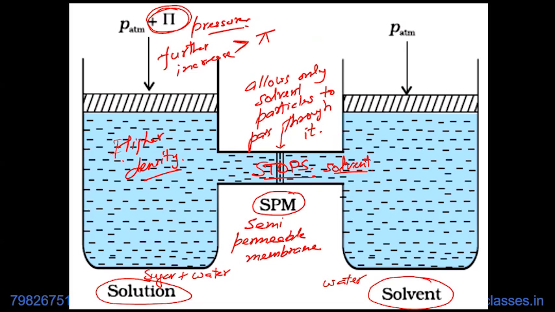So if it is greater than pi, then solvent particles from the solution, not solute, only solvent, start moving into the right chamber. Now it is a reverse process, because here in the solution we have solute plus solvent. So this solvent starts moving to the right side because the semi-permeable membrane will allow only the solvent particles to pass through it. Due to higher pressure, now it will be from the left chamber to the right one.